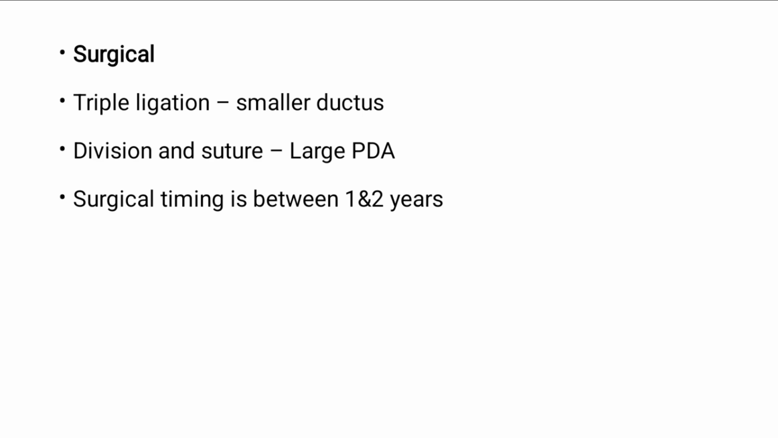Triple ligation is usually for smaller ducts. If the patent duct is small, we do triple ligation. Division and suture is for large PDA. For large PDA, division and suture; triple ligation for small PDA. Surgical timing is between 1 and 2 years, so we have to do the surgical intervention within 1 to 2 years.